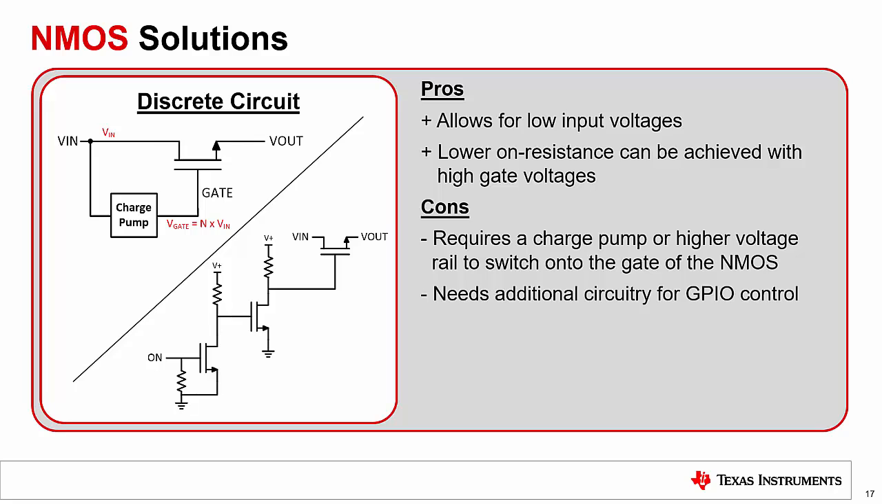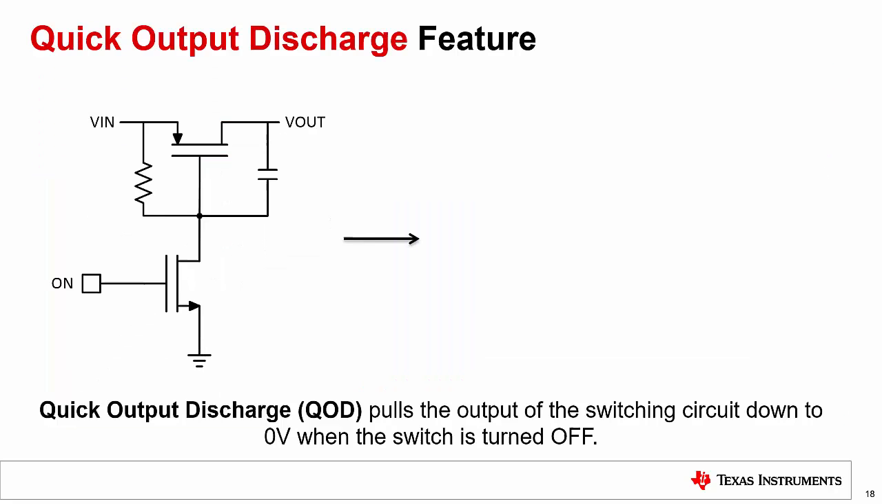Now let's take a look at some of the discrete circuitry needed to add additional features to these discrete switching solutions. Quick output discharge, or QOD, is used to pull down the output of the switching solution when it is turned off. This guarantees that the voltage for the load is pulled down to 0 volts and that the load is completely off. To do this discretely, there are two solutions.